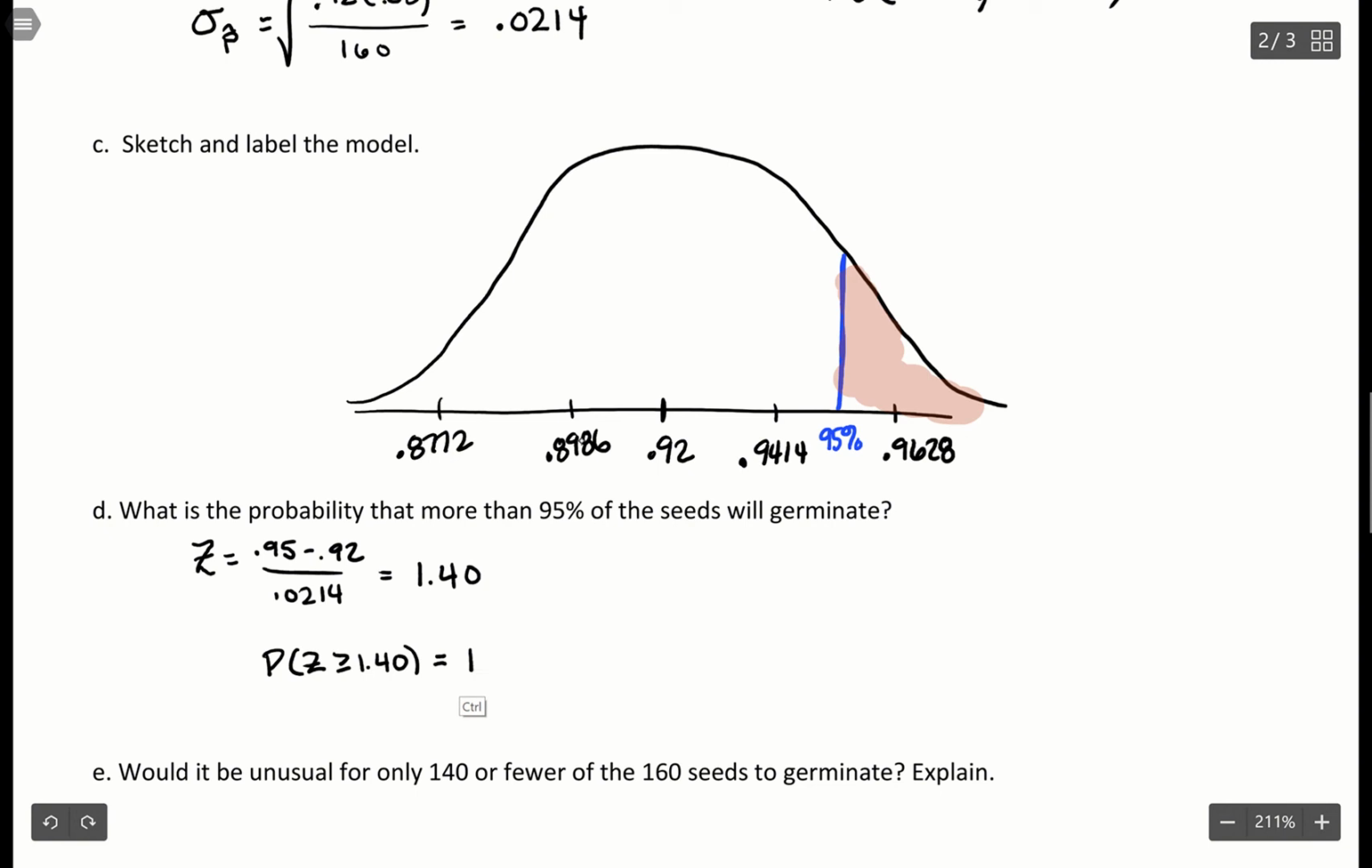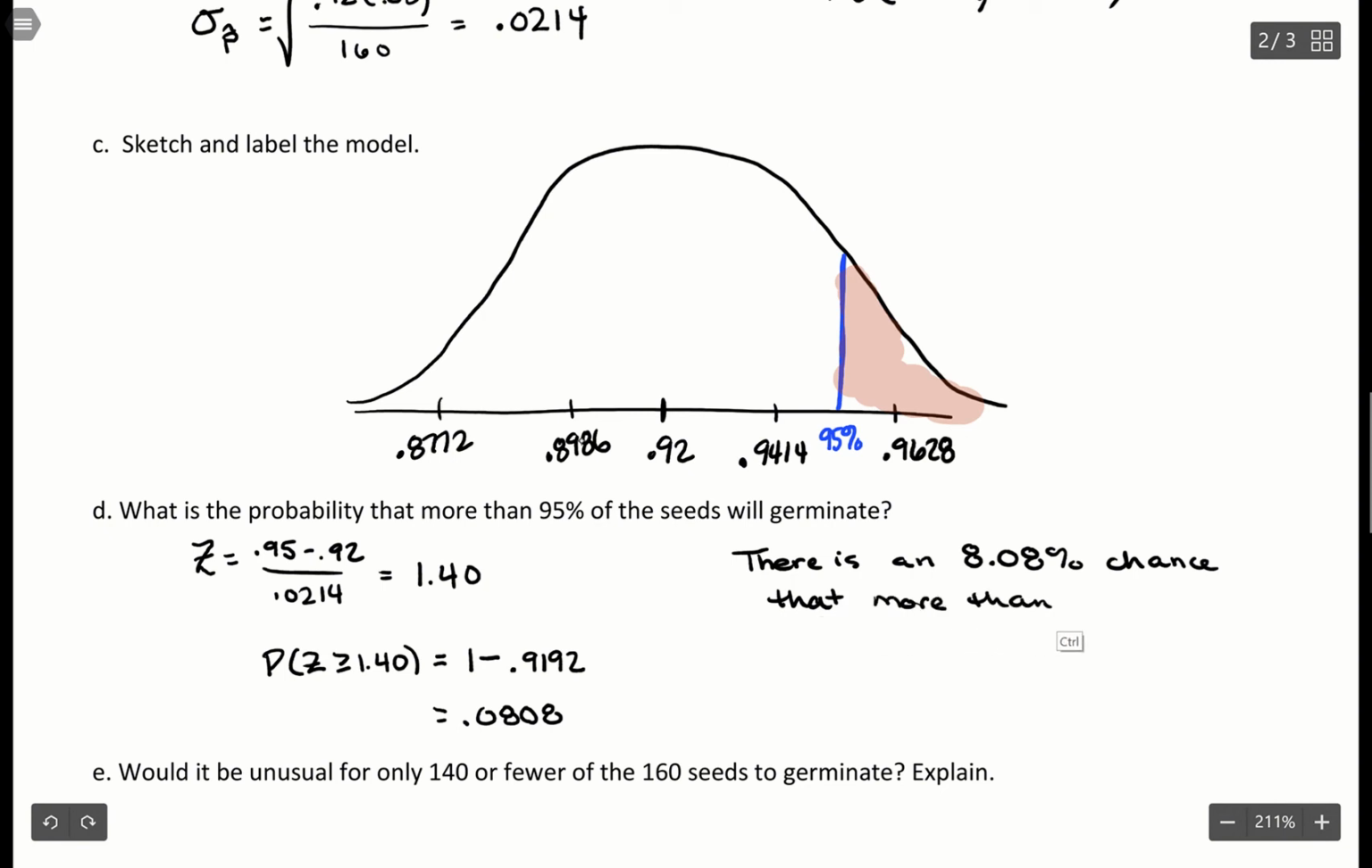So we'll go to our table, and we'll need to use the complement rule since it's an area to the right. If we look up 1.40, that should be 0.9192. So our total area is going to be 0.0808. So with that, there is an 8.08% chance that more than 95% of the 160 seeds will germinate.